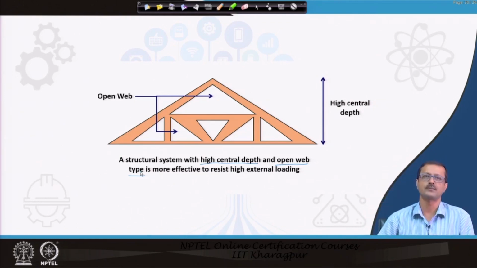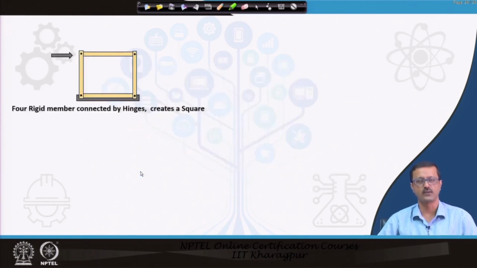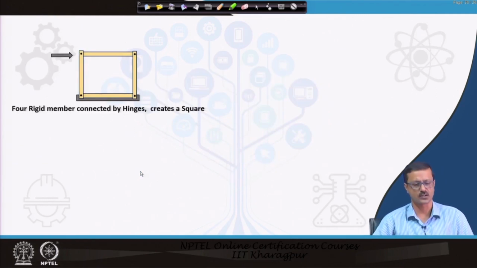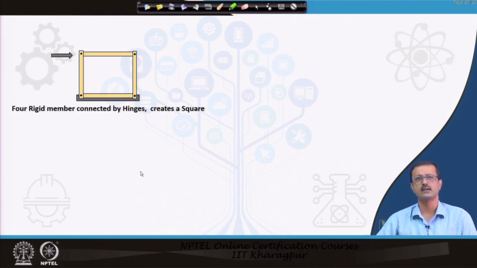The depth of the portion is high, and it has a lot of empty triangular portions, which is the open web kind of portion. So, that is why a truss is called an open web kind of structure, or open web girder kind of thing. Now, the next point is why I need triangulation.